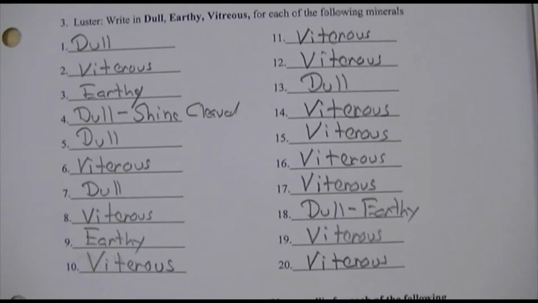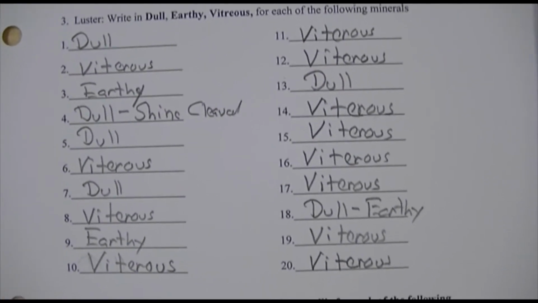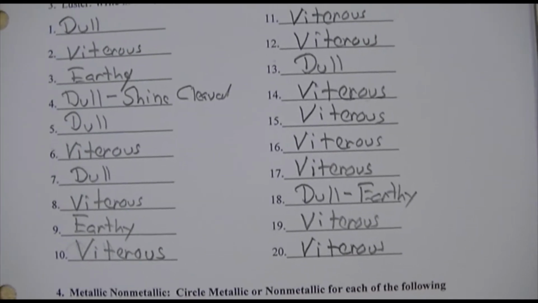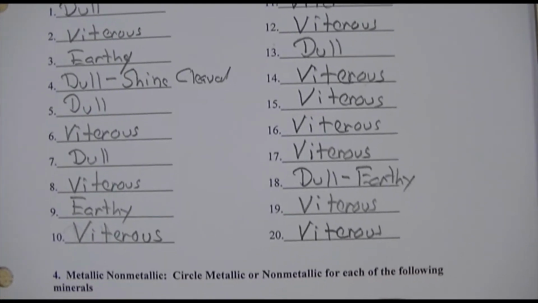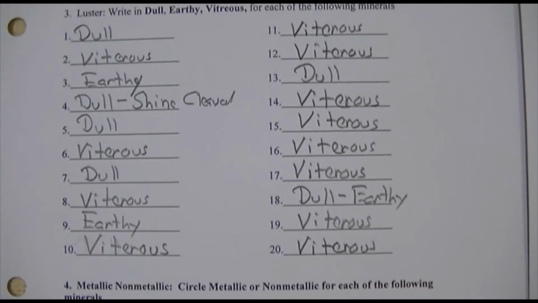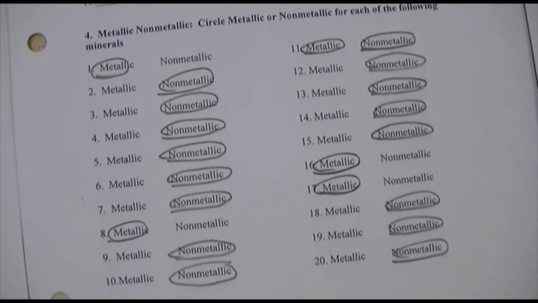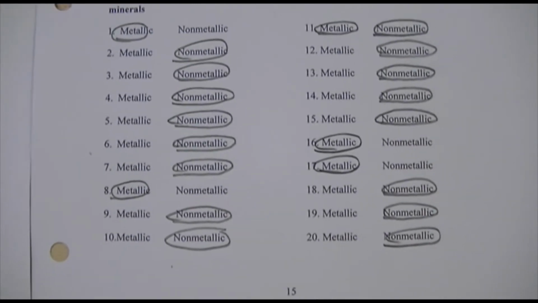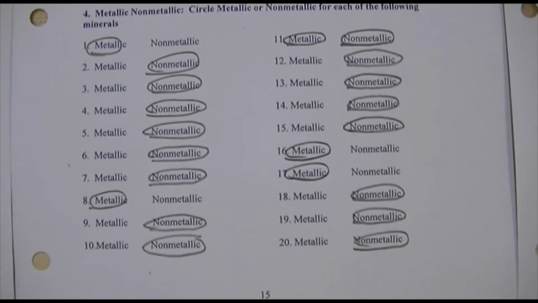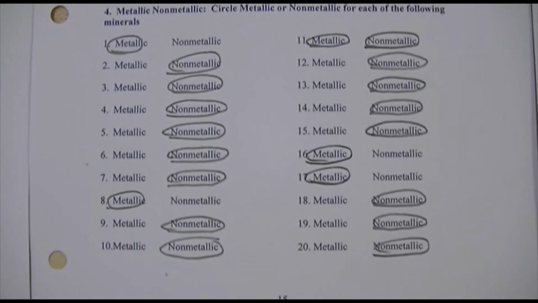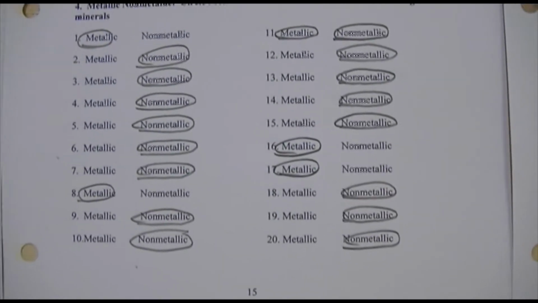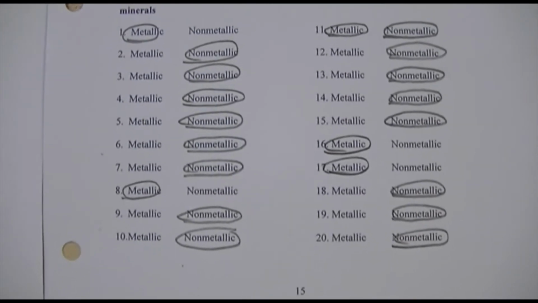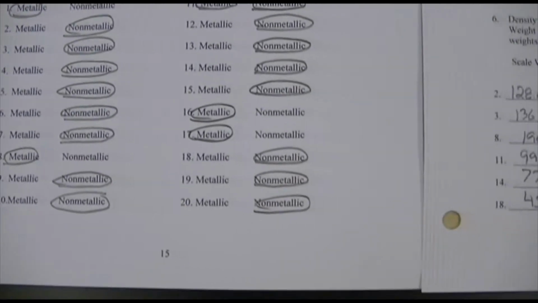Luster. Is the mineral dull? Is it earthy? Looks like dirt. Is it vitreous? Does it have a vitreous shine? And so we'll look at some of these aspects. And then metallic or non-metallic. As it turns out, most minerals are non-metallic. So it's very rare to see metallic minerals. If you look at all the 2,000 minerals, 4,000 minerals that we know of today, I would say less than 2% of them are metallic.